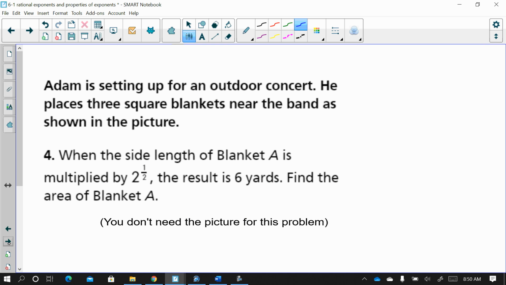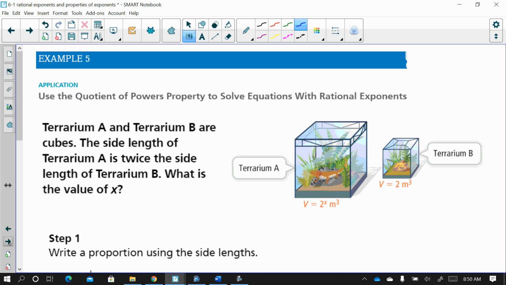I'm going to skip this one for now, because this video is going long enough. Last problem we're going to look at. Terrarium A and terrarium B are cubes. The side length of terrarium A is twice the side length of terrarium B. What is the value of x? Well, volume for a cube is equal to side cubed. So this volume, 2^x, is equal to side cubed. Over here, 2 is equal to side cubed.